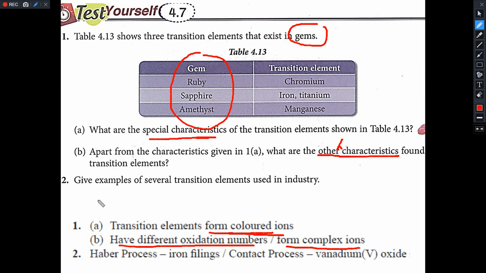And next, the last question. Give examples of several transition elements used in industry. As I mentioned earlier, you must memorize at least one example of catalyst of transition element, right? So you may use this. Iron is used as catalyst in the Haber process.